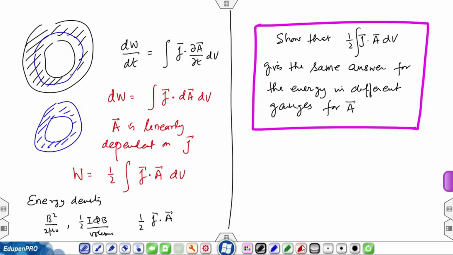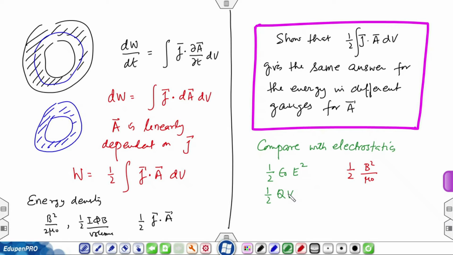Now, just to compare with electrostatics, the formulas that we have derived: in electrostatics we had 1/2 epsilon 0 E squared as the energy density. In magnetostatics, we have 1/2 B squared over mu 0. In electrostatics, I had 1/2 Q V as the total energy. Here, I have 1/2 I phi B as the total energy.